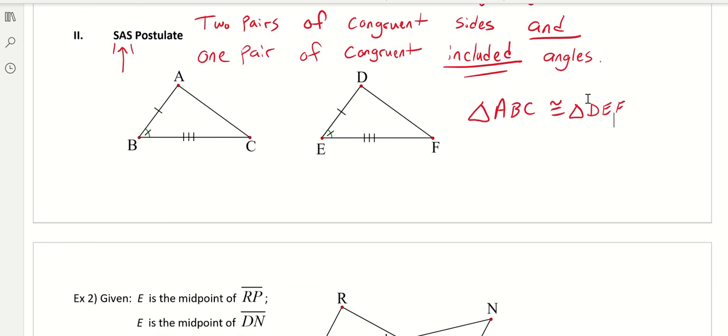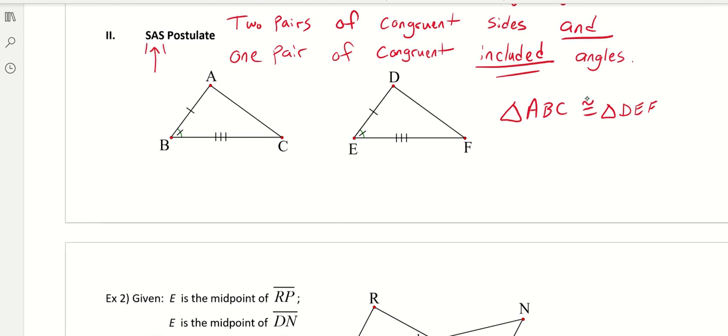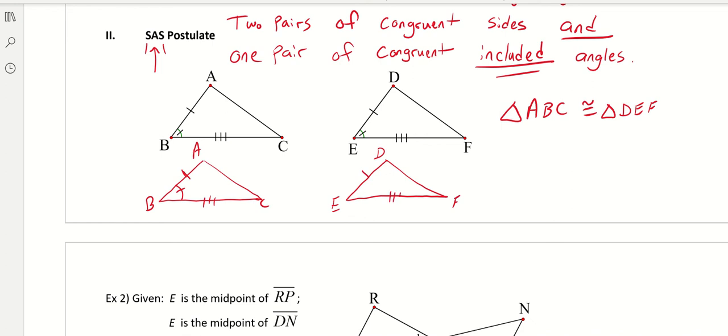Let me give you a non-example of SAS, okay? I'm not going to change this triangle too much. I'm going to try to make it look pretty similar. So we'll call that B, A, and C. All right, so it's pretty much the same triangle up above. And then I'm going to kind of copy this one down here as well. Okay, I'm freehanding this, so if it doesn't look perfect, my apologies. Again, D, E, and F, one tick mark, three tick marks.